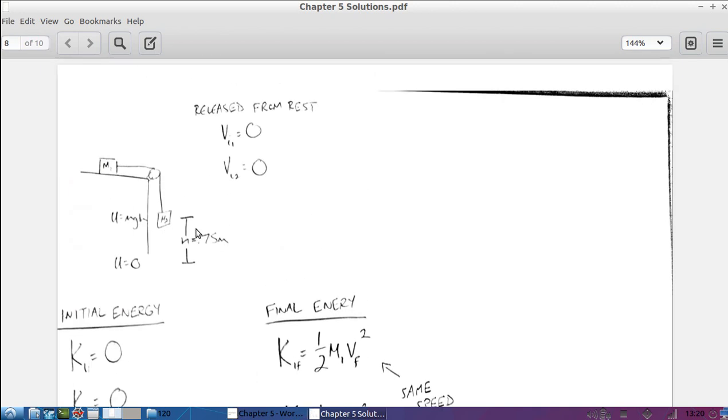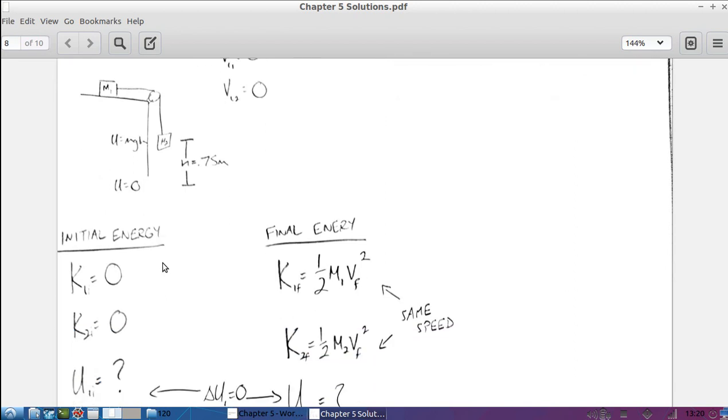So let's release it. M2 descends, right? Now M2 has no gravitational potential, right? It's fallen 0.75 meters. I picked that point to be 0. M2's got no gravitational potential. Both blocks have a final kinetic energy because they're both in motion. So they both have a 1/2 m v final squared. Their masses are different, but they have the same final velocity, right? So I don't have to give these subscripts. These are the same variables. Both objects are going to have the same speed.